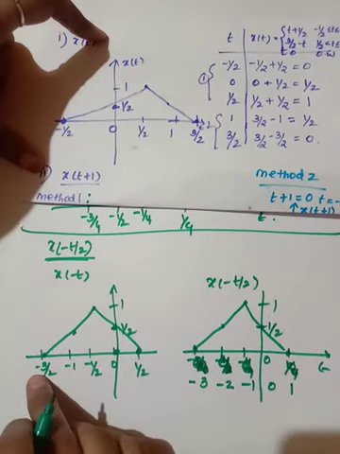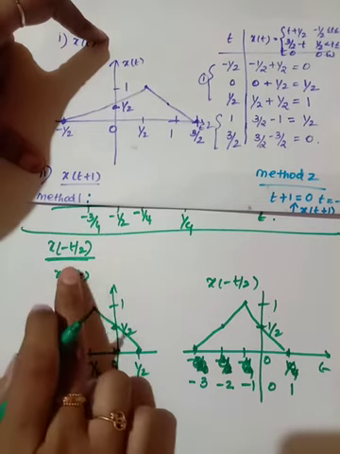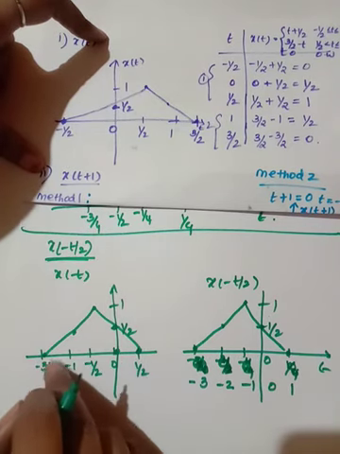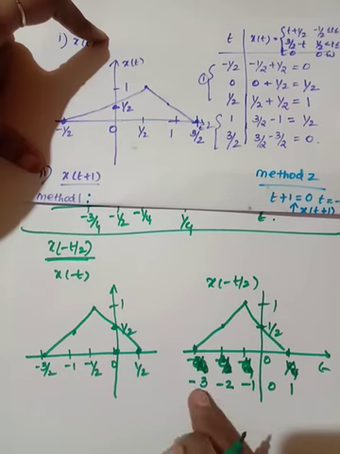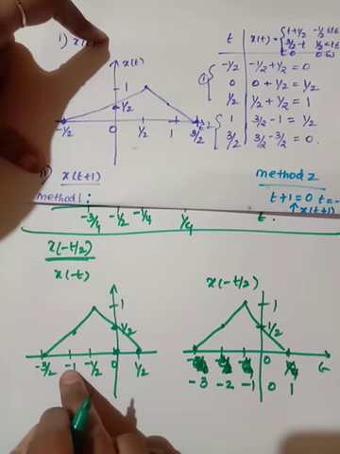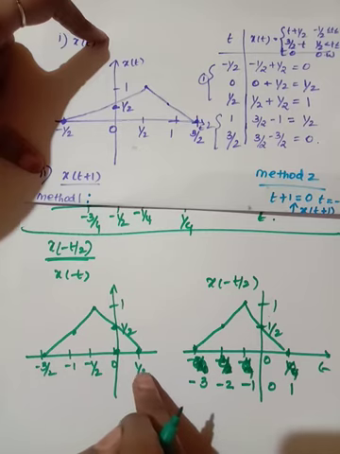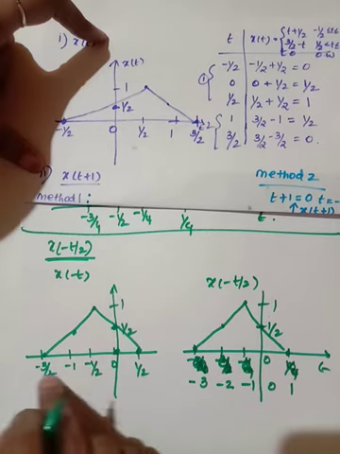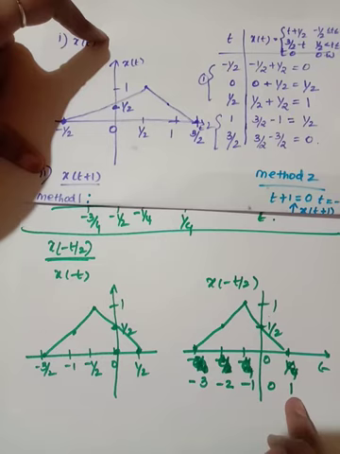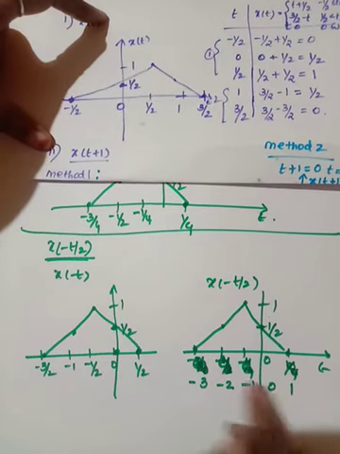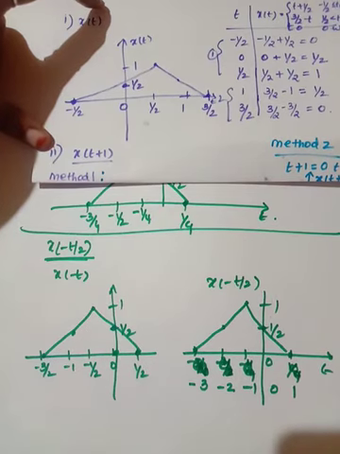So here it is 2, so I am going to multiply by 2. What will it become? Minus 3 will become minus 3, here it will become minus 2, here minus 1, 0. When you multiply these indices by 2, the indices change to minus 3, minus 2, minus 1, 0 and 1. So this is what x of minus t by 2 looks like.